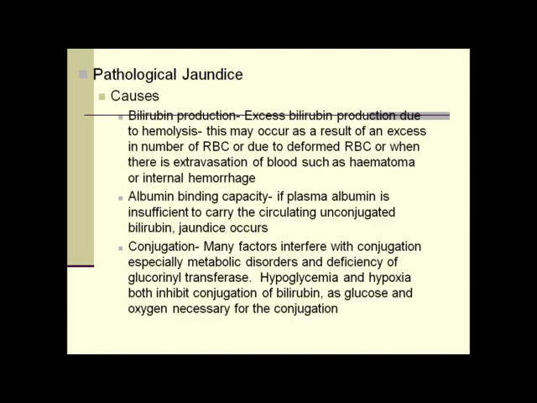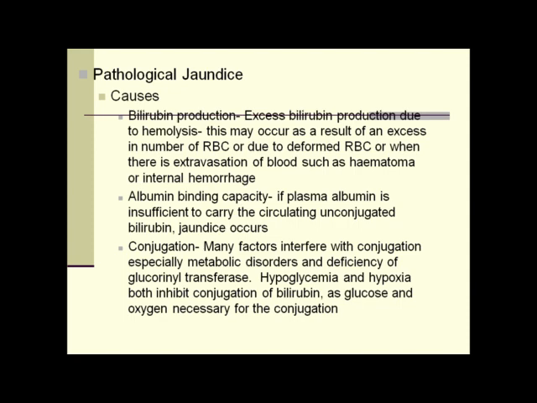Pathological jaundice. The causes include excess bilirubin production due to hemolysis. This may occur as a result of an excess number of RBCs, deformed RBCs, or when there is extravasation of blood, such as hematoma or intracranial hemorrhage. Albumin binding capacity: if the plasma albumin is insufficient to carry the circulating unconjugated bilirubin, jaundice occurs.